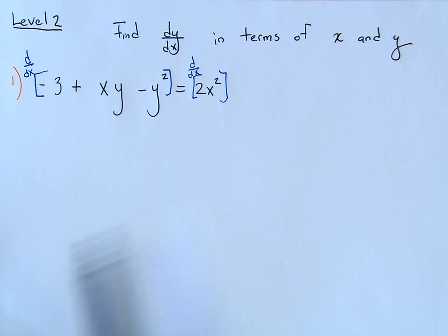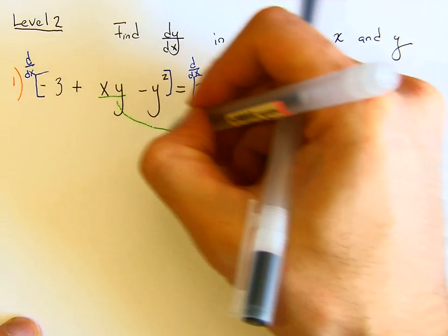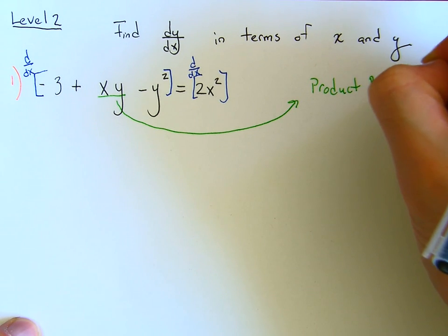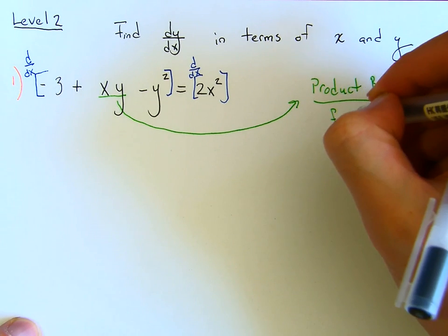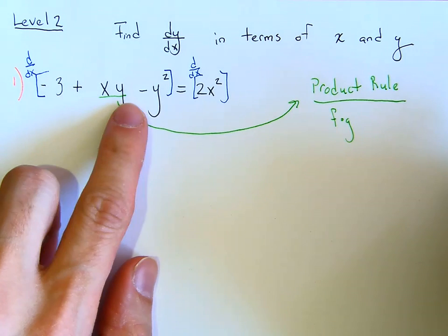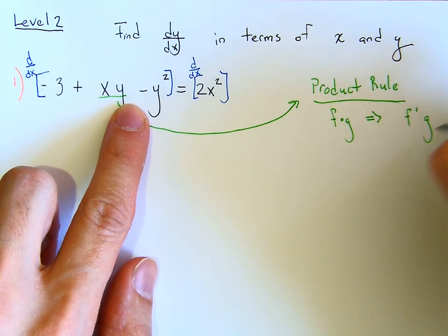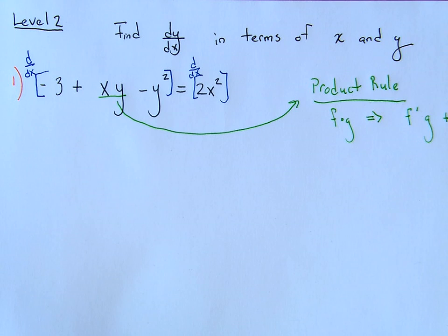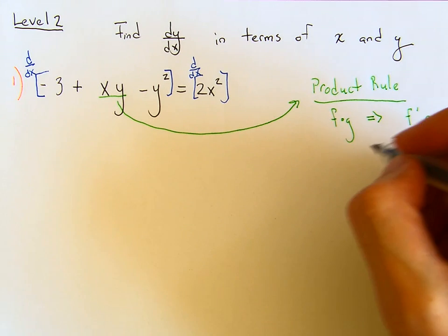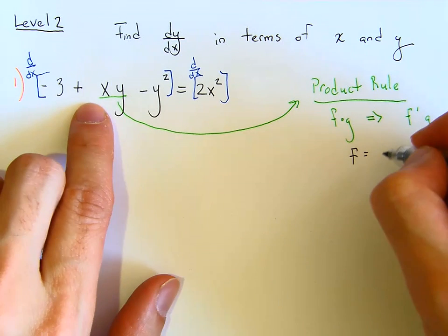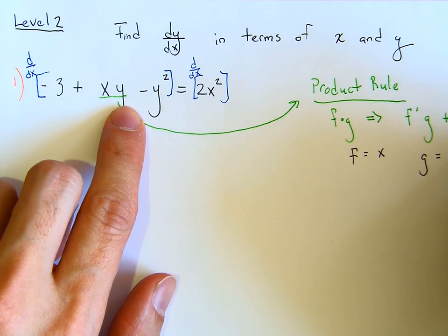Notice over here, for this, we will have to use a product rule. So what is the product rule? If we have some f times g, something times something, it will be the derivative of the first times the second plus the derivative of the second times the first. Once you get to this point, just organize yourself. What is your f? What is your g? Your f is x. Your g is y.